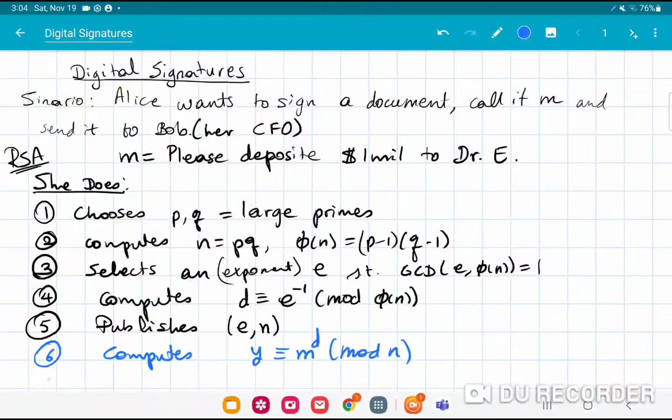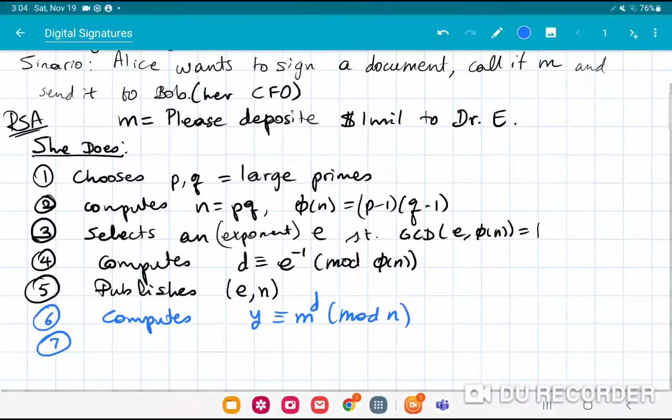And I need to lose a number. 1, 2, 3, 4, 5, 6. Okay. On my note, I lost a number.